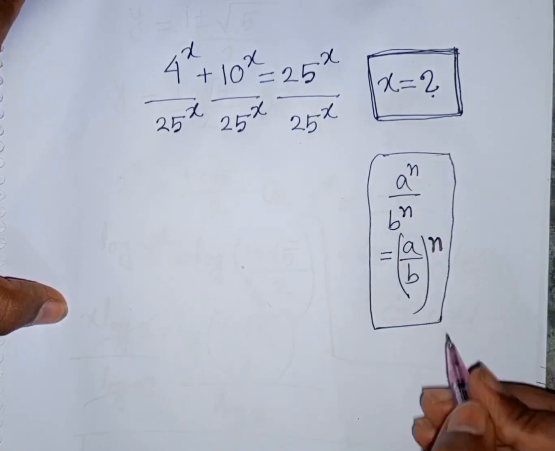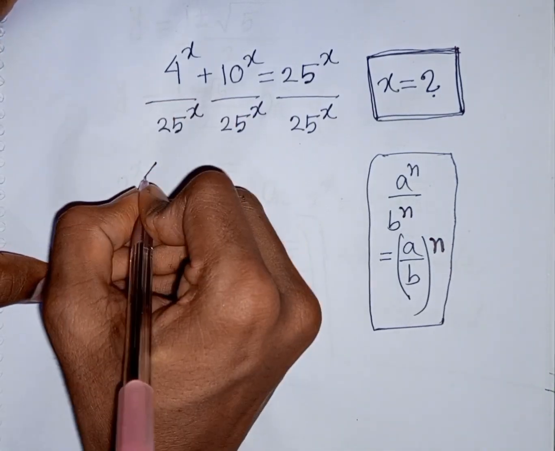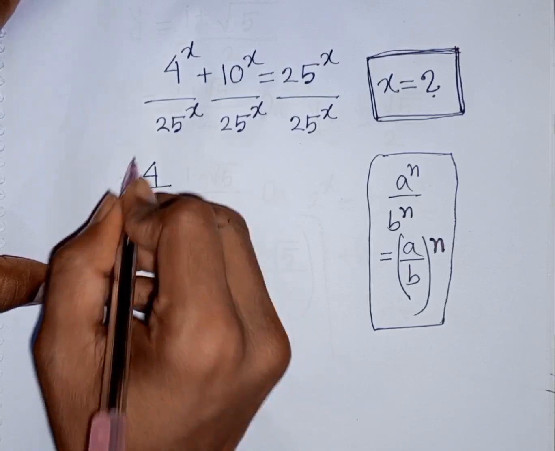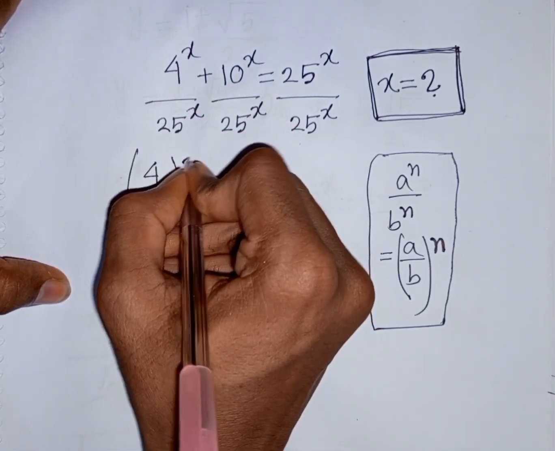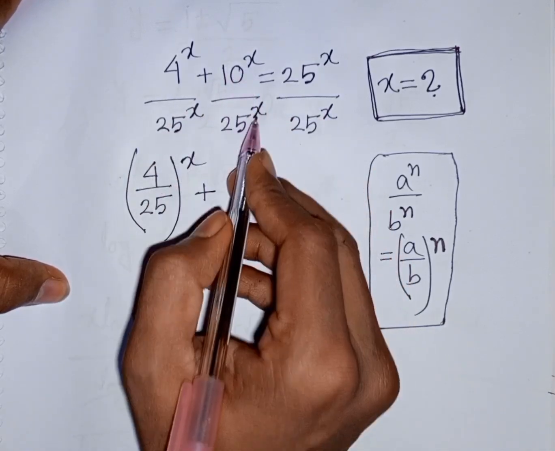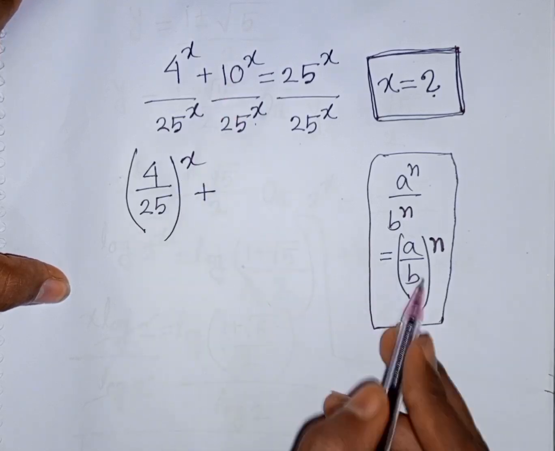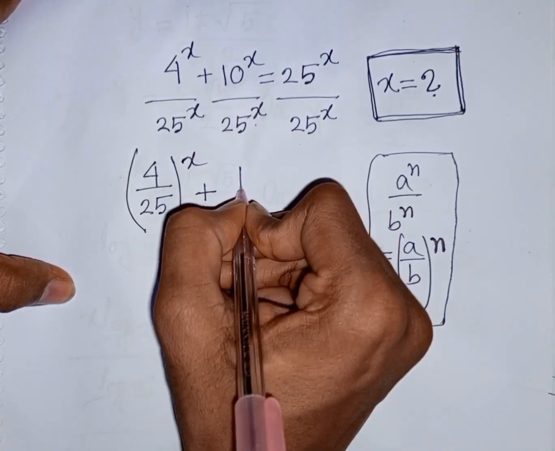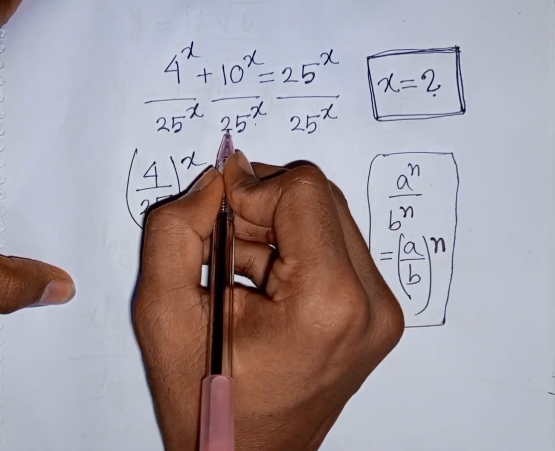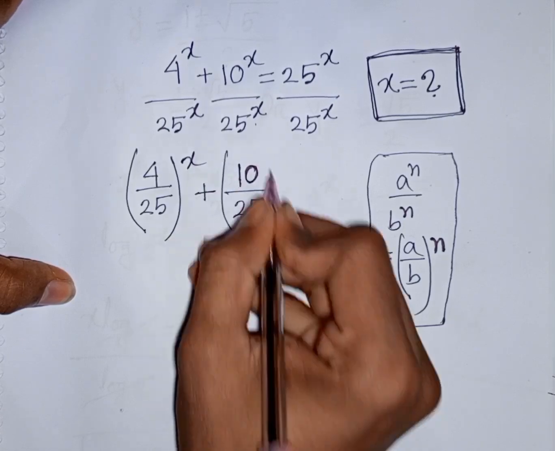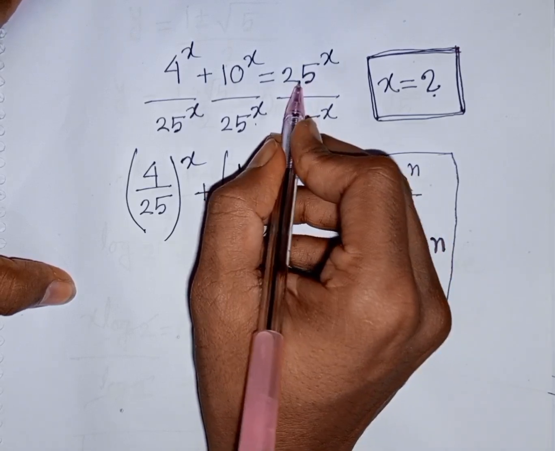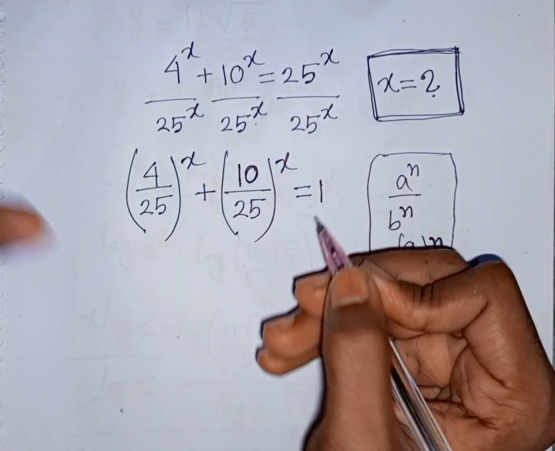So according to this rule, I can write here 4 over 25, then bracket common power x, then plus again x same power but different base. So according to this formula, I can write here 10 over 25, then bracket common power x is equal to this divided by this, that means it will be 1.